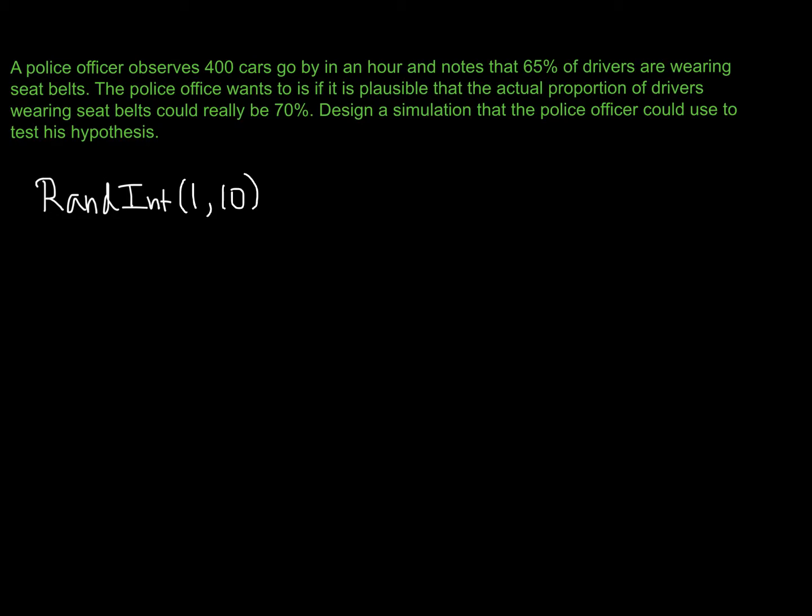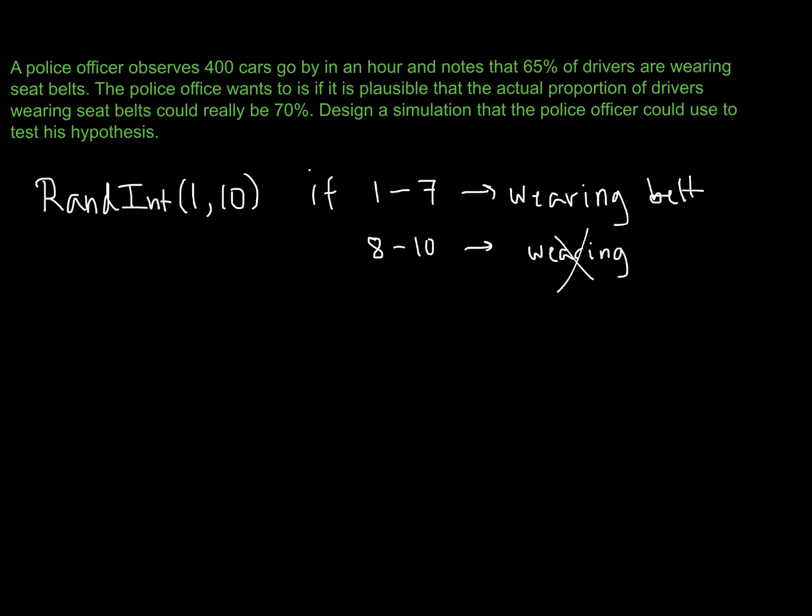All right? Now, if your number is 1 through 7, then you conclude wearing seatbelt. If, however, it is 8 through 10, then they were not wearing their seatbelt. Okay? And you might say, okay, well, this represents one car going by.